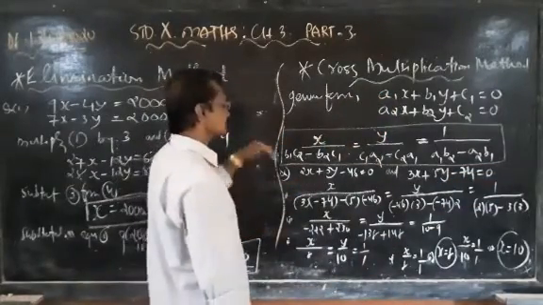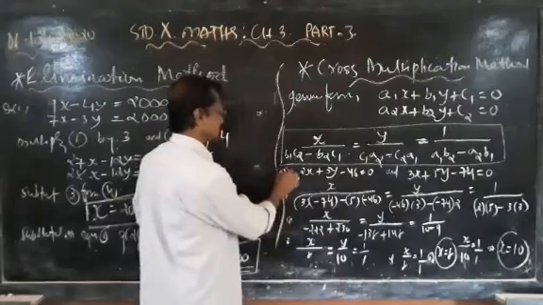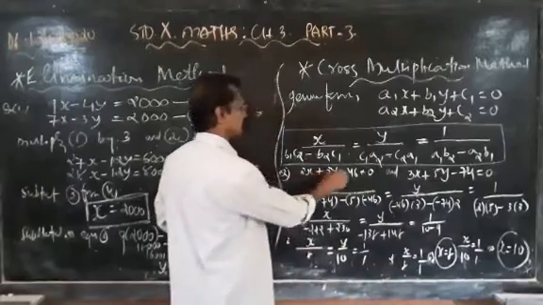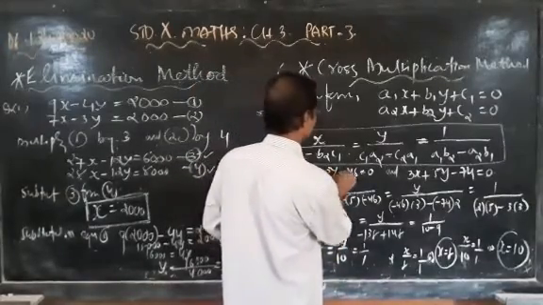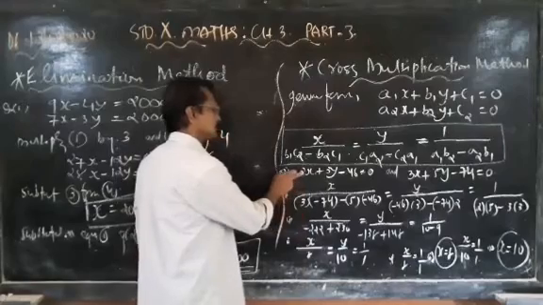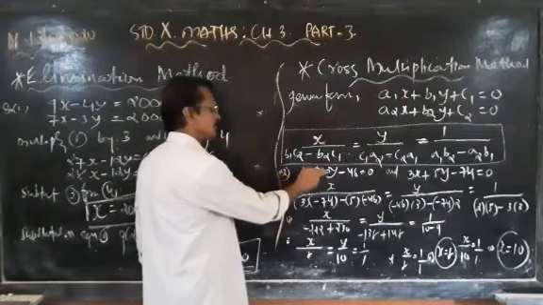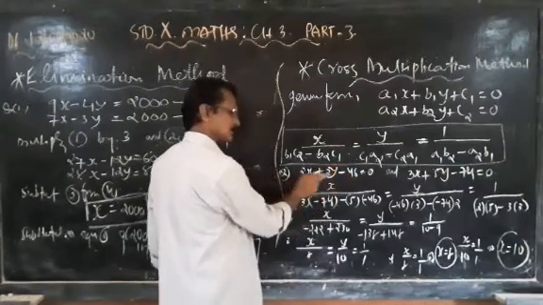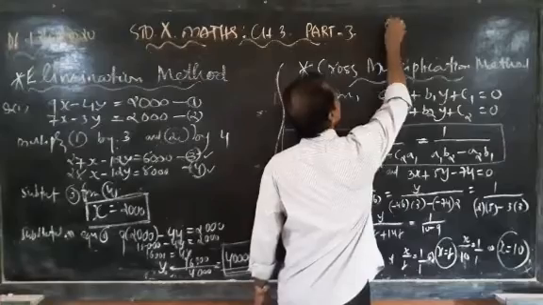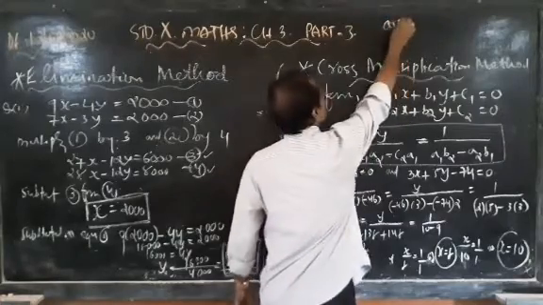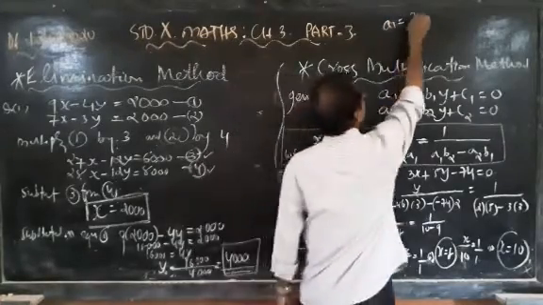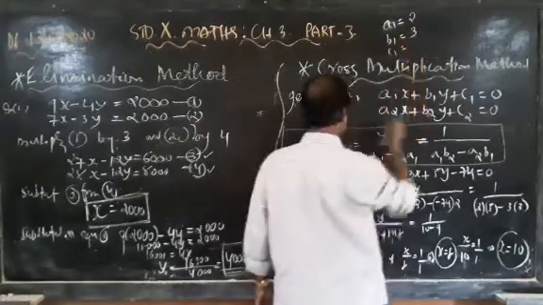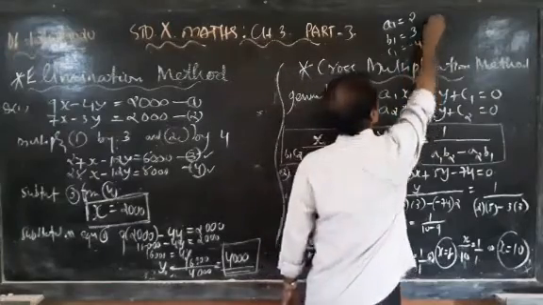So now look here, look at the question. The first equation is 2x plus 3y minus 46 equal to 0. Now this means a1 is 2, b1 is 3 and c1 is minus 46. From this equation you can write a1 equal to 2, then b1 equal to 3 and c1 equal to minus 46.